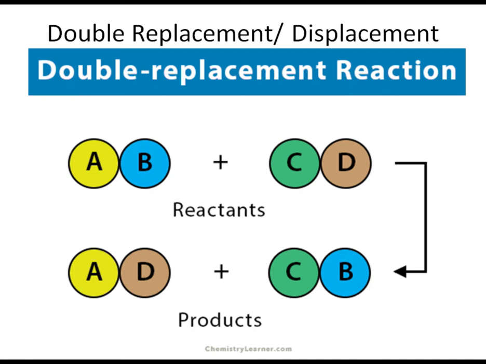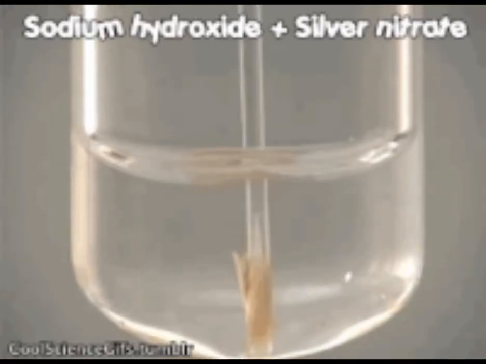It's just that they're not the same compound. Instead of just one element replacing one, it's almost like they're switching partners. So we have AB compound and CD compound, and the B and D elements switch, so that now we have two brand new compounds.